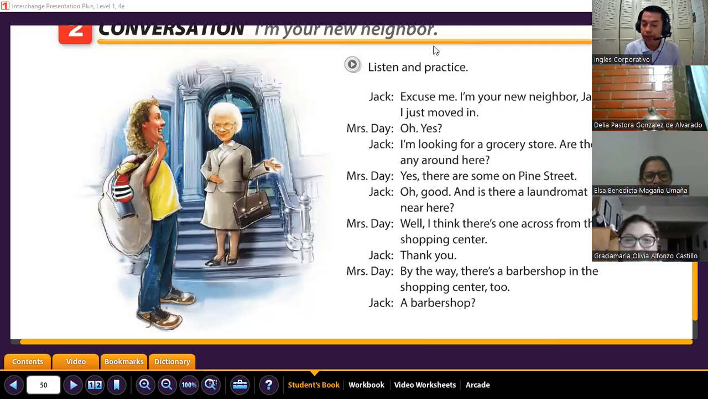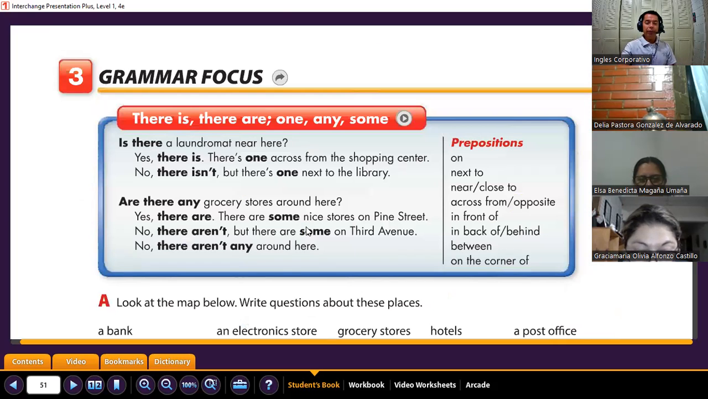A barber shop, right? Okay. Very good, right? Now, notice that we're using there is, right? There is one across. There is a barbershop. So we're using there is. And for questions, are there? Are there? Now let's go to the exercise.